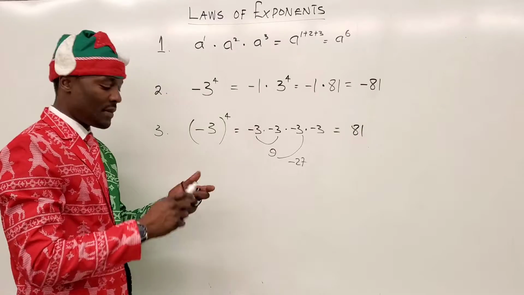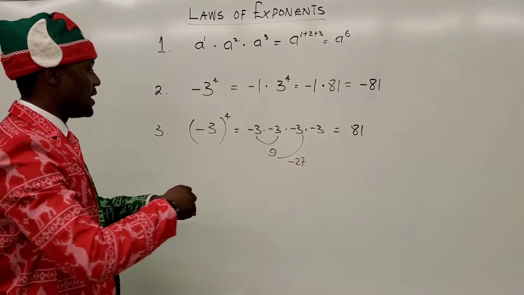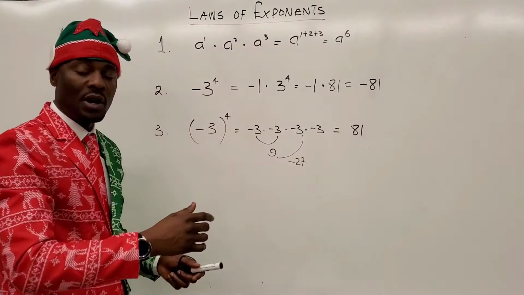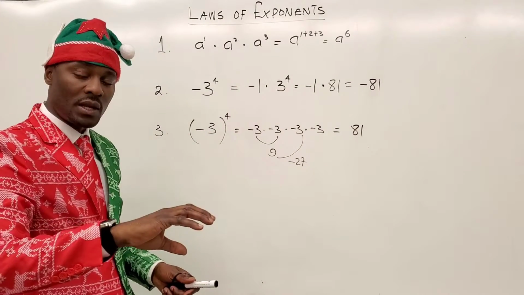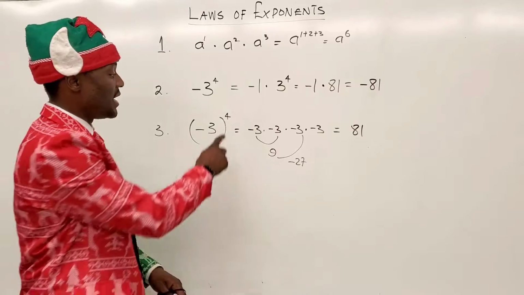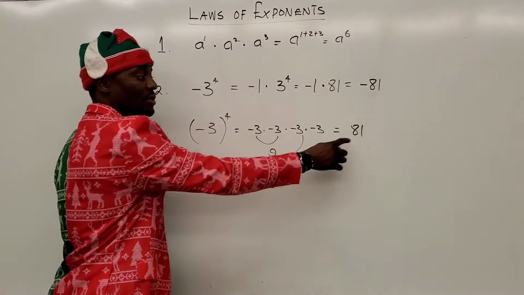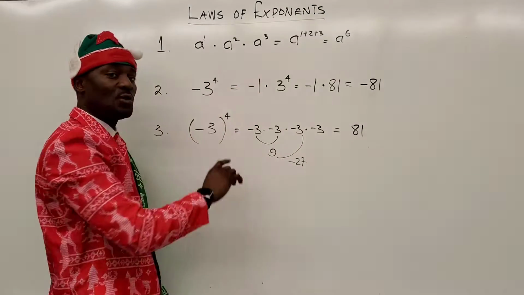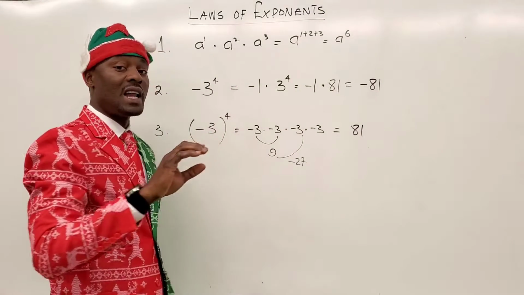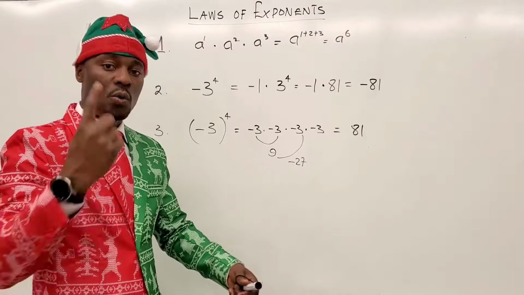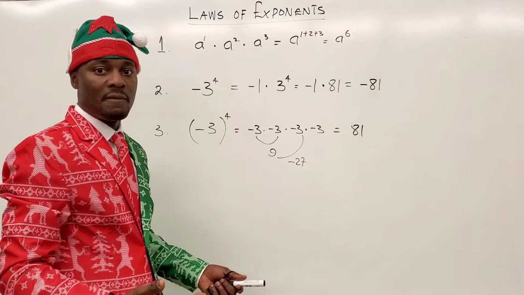So remember that whenever there's a parenthesis around the negative sign and it's raised to a power, you have to take the negative along. The simple rule is that if the exponent is an even number, your answer is going to change from negative to positive. But if the exponent is an odd number, like a 3 or a 5 or a 7 or 1, it's going to remain negative.